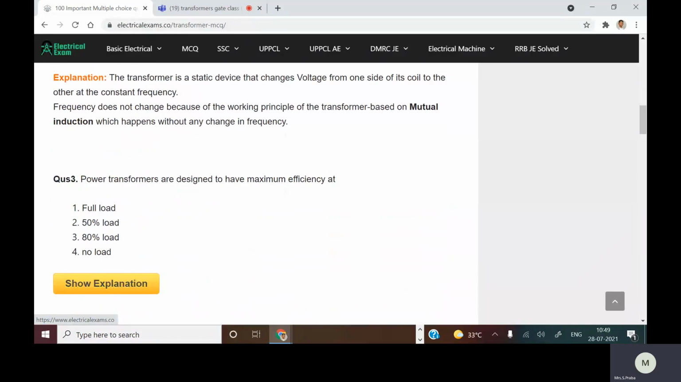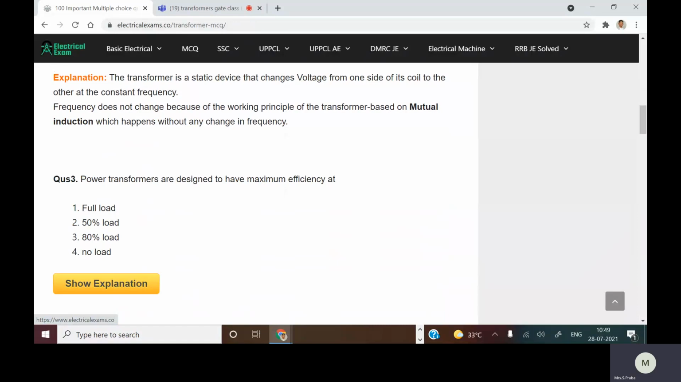If you are okay with this question, we will move on to the next one, the power transformer question. As I said, depending upon the application, we have a lot of transformers: power transformer, auto transformer, step up transformer, step down transformer. Now we move on to the power transformer question. Power transformers are designed to have maximum efficiency. At what efficiency are we developing a power transformer?